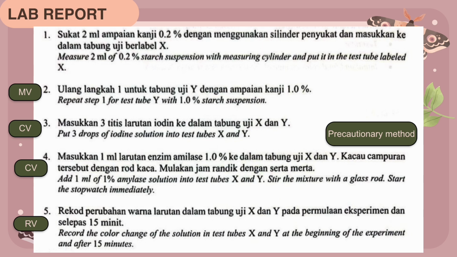So a good lab report should have all these 5 things. The first one is how you set up your apparatus and materials. The next one is how you handle your manipulated variable. The third one is how you handle your constant variable or fixed variable. The fourth one is how you handle your responding variable. And the last one, there should be at least one precautionary method.